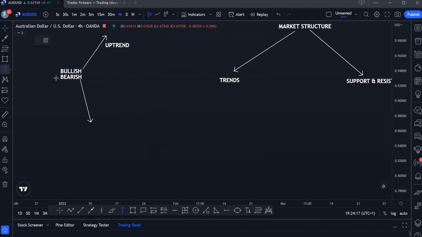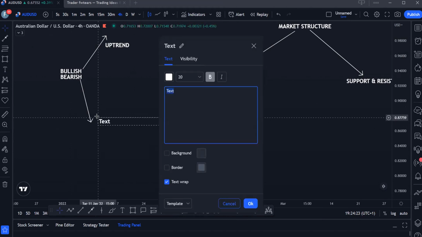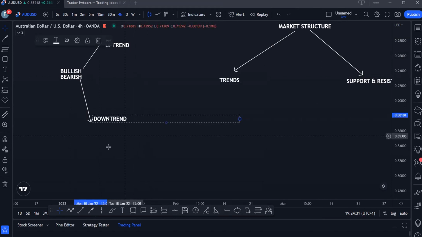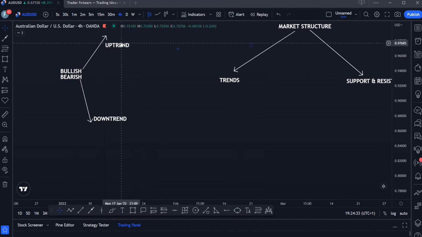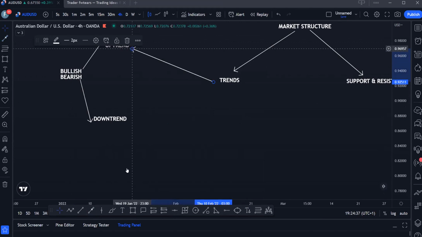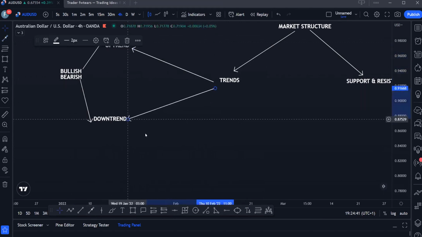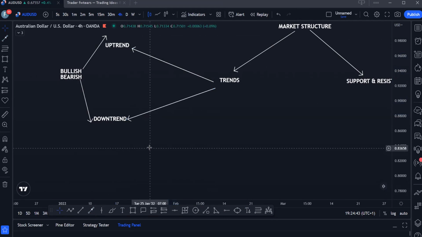When price is bearish, when the momentum of the market is bearish, we say that the market is in a downtrend. Okay, so we have two types of trends. We have uptrend, like so, and then we have downtrend.